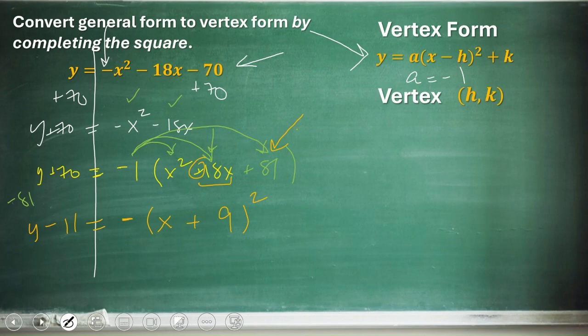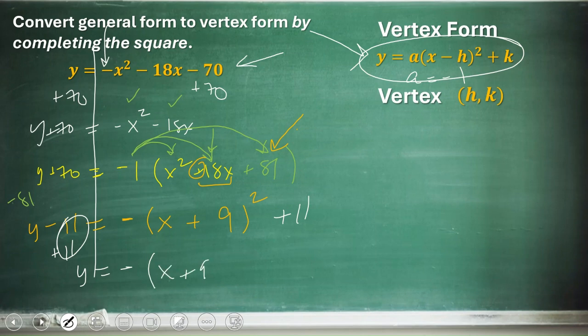All right, we're almost done. Now we just need to get everything but y shifted over to the right side of the equation, because remember, I'm trying to make it vertex form. So I'm going to add 11 to both sides because that gets me y by itself, because y plus 0 is y. So y equals negative times the quantity x plus 9 squared plus 11. All right, great news. We are in vertex form.